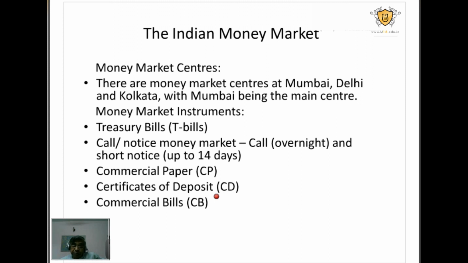But please remember, these two, commercial paper and certificates of deposit, are still much lower in volume than the transactions taking place in treasury bills and the call notice money market. But as our system becomes more sophisticated, more and more companies will start raising money from commercial paper. Okay, so these are the main instruments used in the money market.